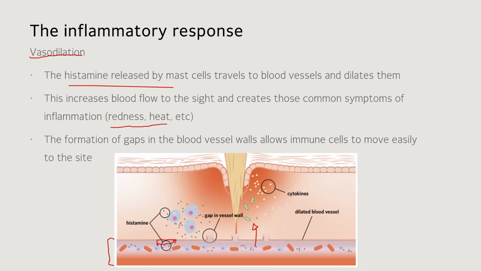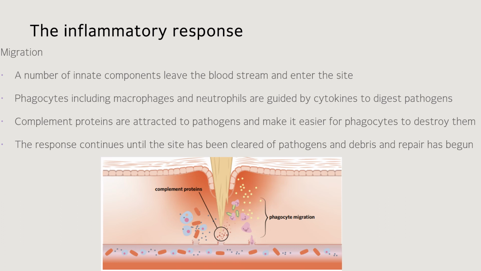So that's vasodilation. Then we have the migration. Now that the blood vessels are ready and can hold more white blood cells, a number of those innate immune components are going to leave the bloodstream and enter the site. Things like phagocytes, macrophages, and neutrophils are all going to come. They're going to be guided by the cytokines, they're going to release cytokines, and they're going to undergo phagocytosis.